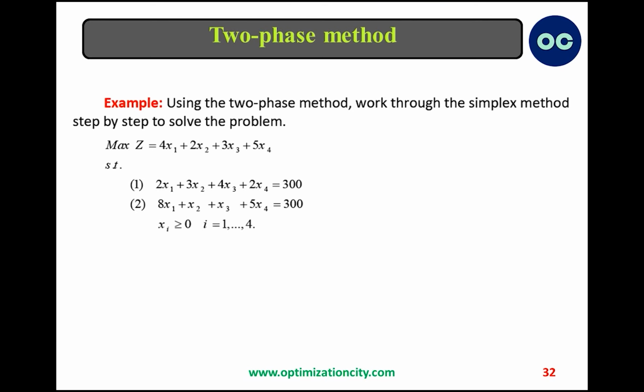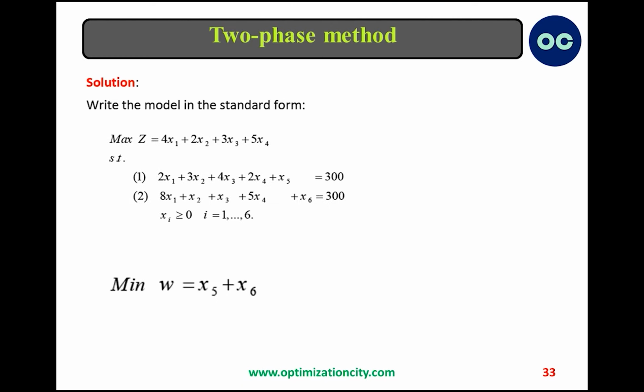Let's work through the simplex method step by step using the two-phase method for solving the following problem. We have 4 decision variables and 2 constraints. We can write the model in the standard form as follows. We add the 2 slack variables x5 and x6.